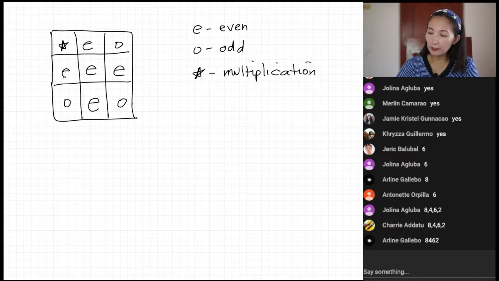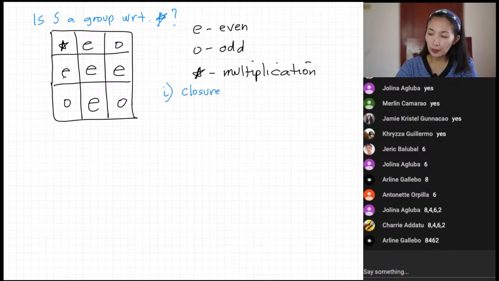Question number 1. This asks for proving whether the set under the operation star is a group. Is S a group with respect to star? That's the question. So we look into each of the properties. One, closure.